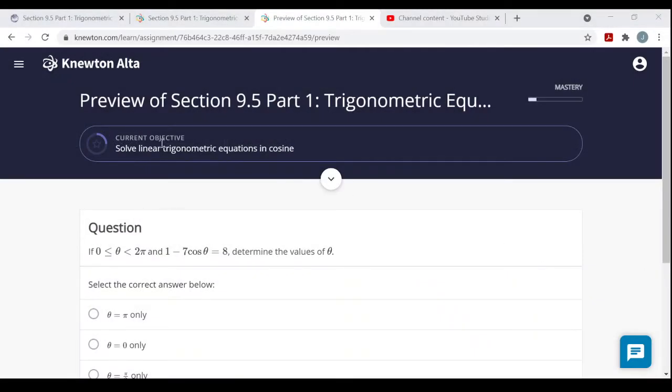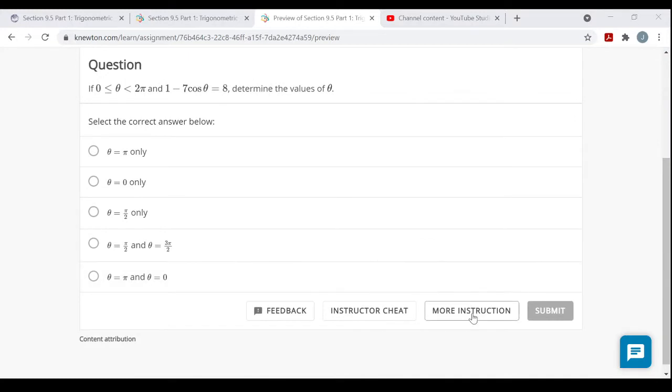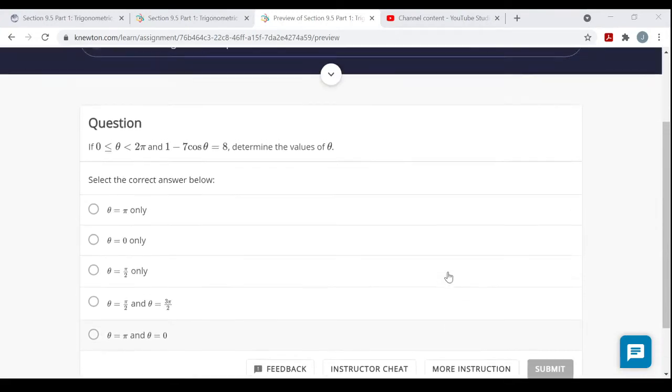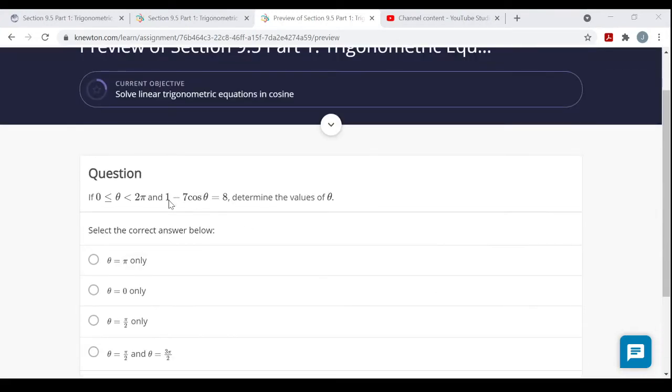So again, if you want to see more about the topic, how they're doing things, how they're teaching you, click on more instruction, look at their videos, their notes, their examples. Hopefully those help.